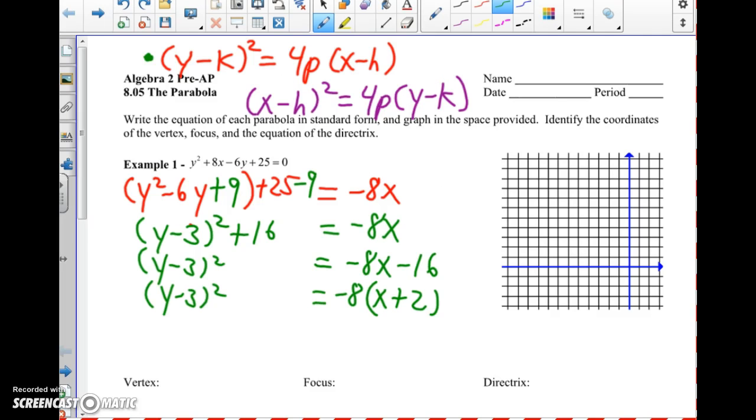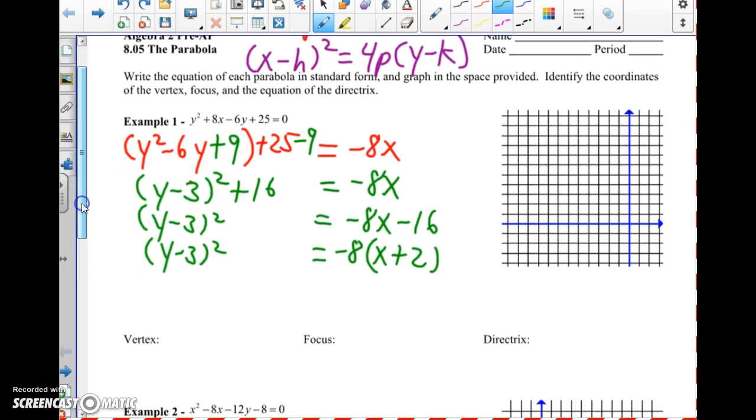So back to Mary. Mary, you tell me this: where's the vertex? Okay, so positive 2 and negative 3? Does everybody agree? I say negative 2, you say negative 2 and negative 3. It's negative 2 and positive 3. That's it.